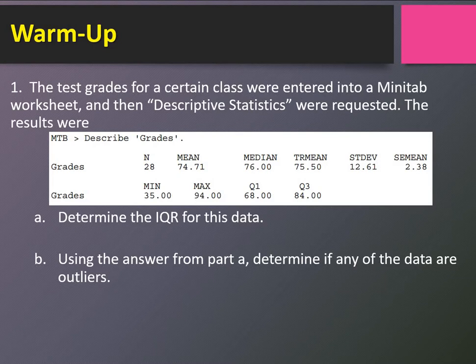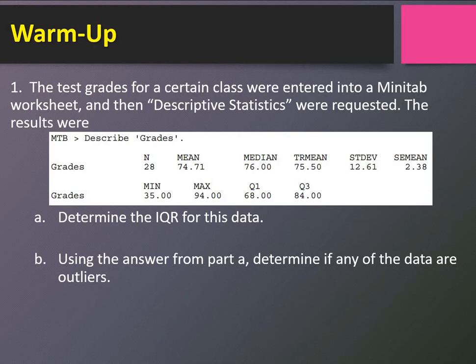And what you do with Minitab is you input a set of data, and you tell it what you want it to do. So here they told it to describe grades. And what they've got is you have the sample size, which is your n, mean, median. Don't worry about true median, standard deviation, and standard error of the mean. We look mainly at mean, median, standard deviation, min, max, quartile 1, and quartile 3.